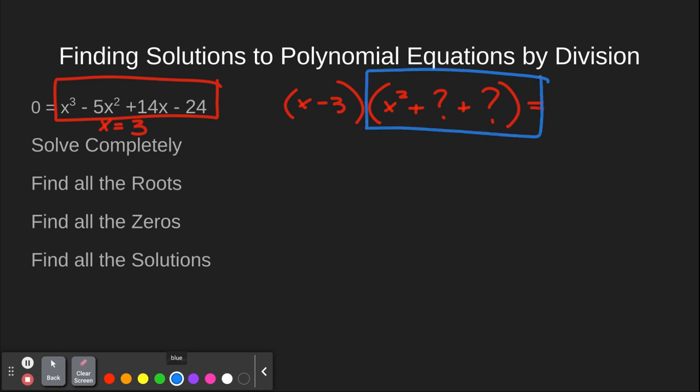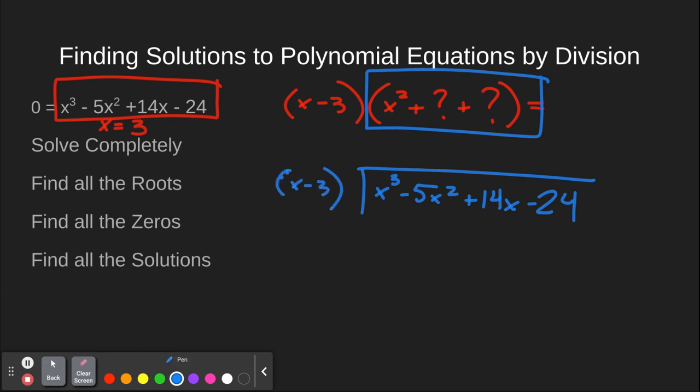Well, I have to do x cubed minus 5x squared plus 14x minus 24, all of that divided by x minus 3. So here we go. You're going to learn how to do this. Look, there's 2 videos that go in depth on how to do this. I'm going to go fast.